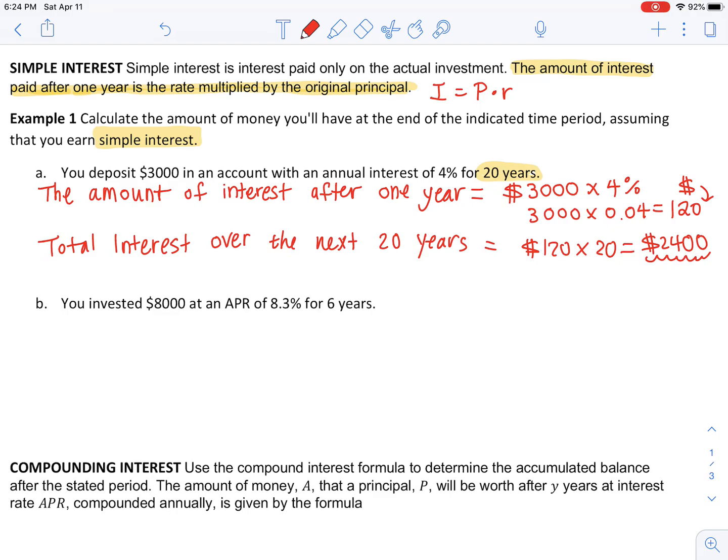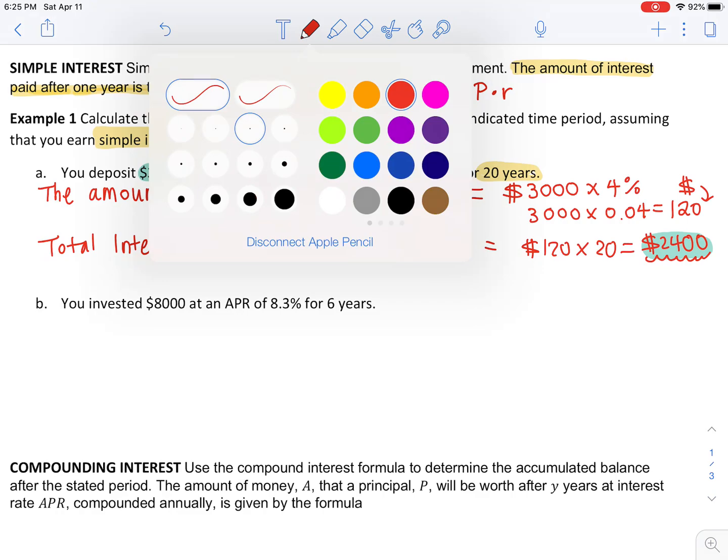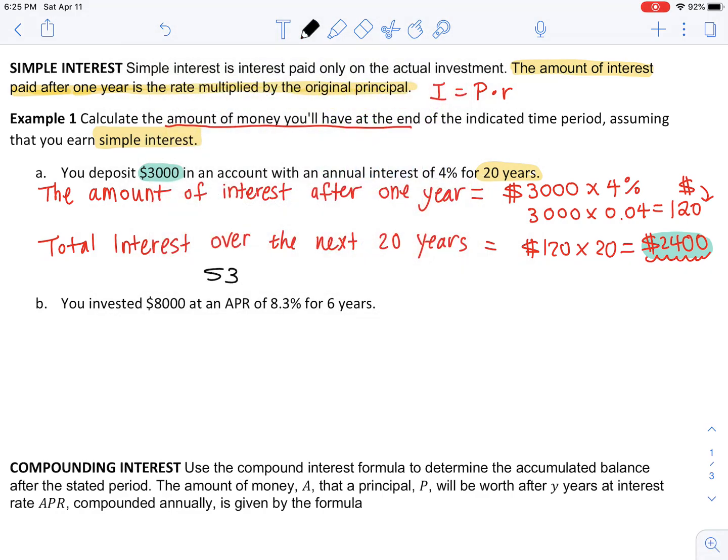Now, what you want to calculate is the amount of money you will have at the end of the investment period. Remember, you put this $3,000 in the account, so that money is still there. But we just calculated the profit, the interest that we're going to make. So to find your final answer, you simply add the 3,000 original investment amount plus the 2,400 interest that you got over the next 20 years. Therefore, your final answer is going to be $5,400.